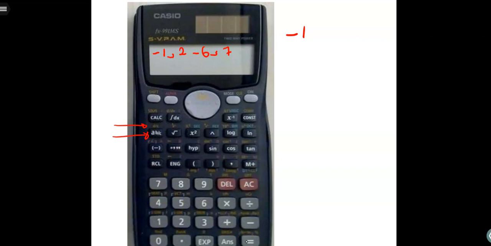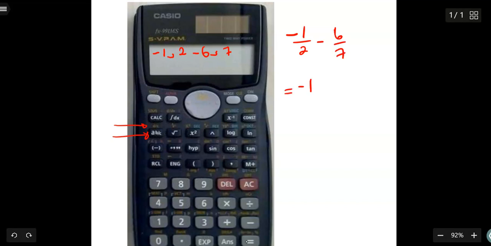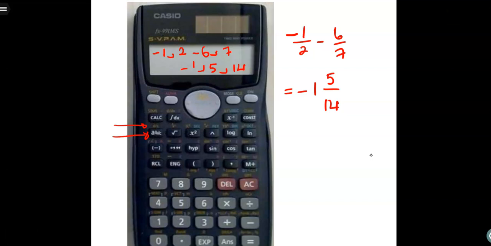You will see a mixed number. So the mixed number will be negative 1, that symbol. So I will put here negative 1, that symbol, 5, and that symbol 14. So this is representing a mixed number of negative 1 and then 5 over 14. Okay, so this is a mixed number.